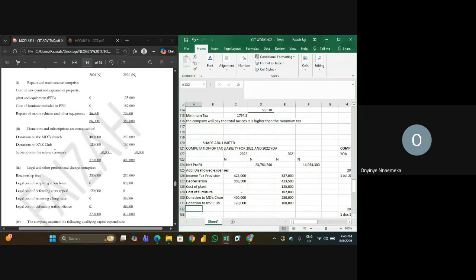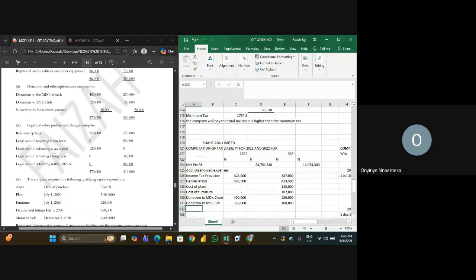Okay, so now let's continue. Legal and other professional charges. We have retainership fee, legal cost of acquiring new list, cost of defending.